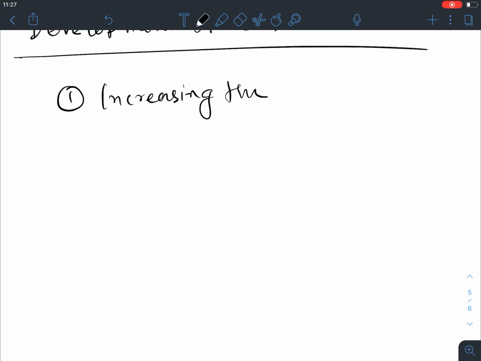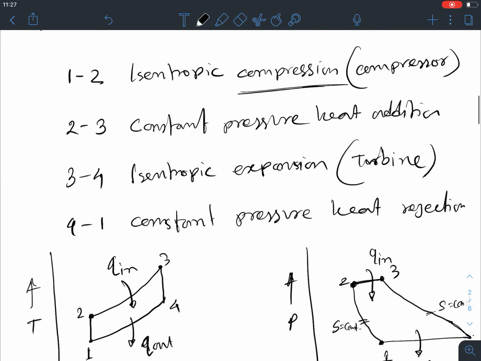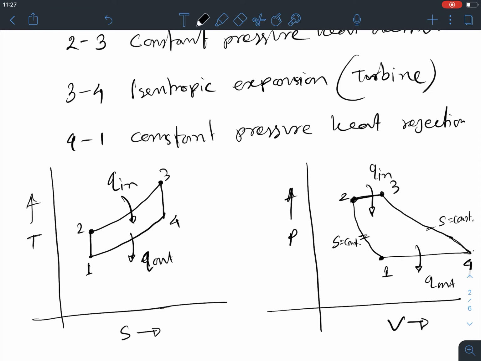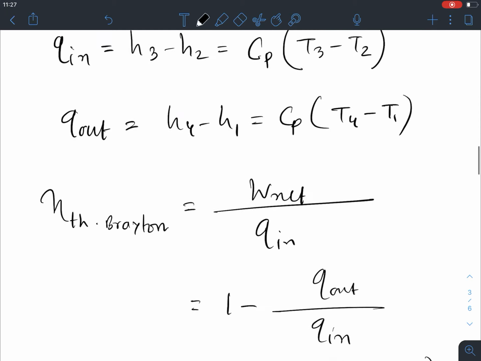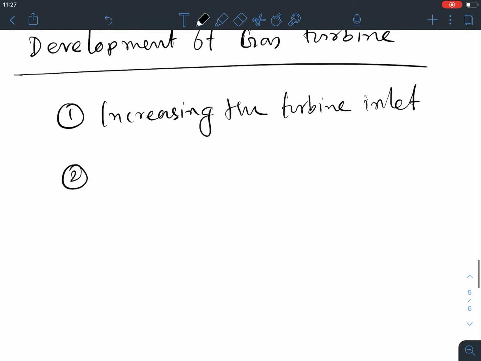So that means increasing the turbine inlet temperature. However, if we make the temperature too high, it will have a negative impact on the turbine blade. Every material has a specific limitation on handling high temperature. So we need to make sure we heat the turbine to a temperature at which the turbine material can survive. So that is one thing.